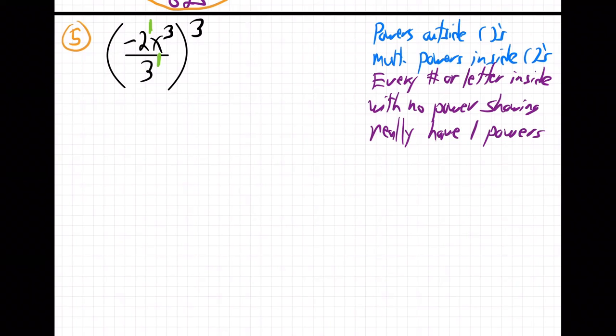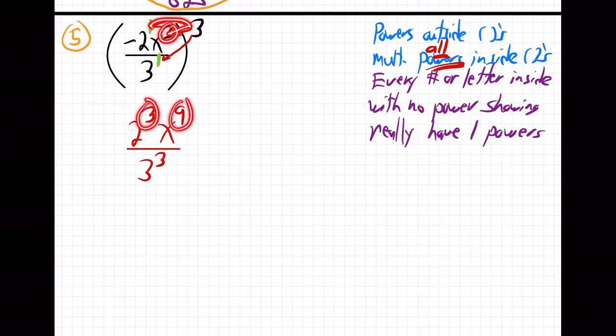Because our very first step is we're going to take this power outside parentheses and multiply all the powers. Powers outside parentheses multiply, I should say, all powers inside parentheses. So what do we get then? We get 2 to the 3rd power, x to the 9th power, over 3 to the 3rd power. Now, what about the negative sign? I'll get back to that, but good so far. That 3 multiplies the 1. 3 times 1 is 3. 3 times 3 is 9. And 3 times 1 is 3 right here.